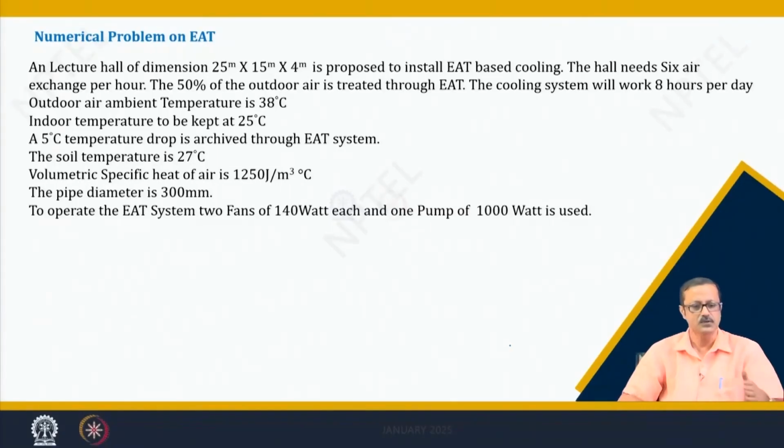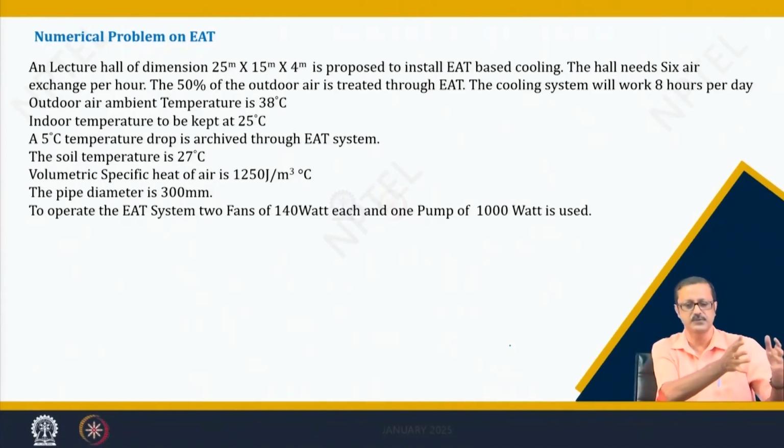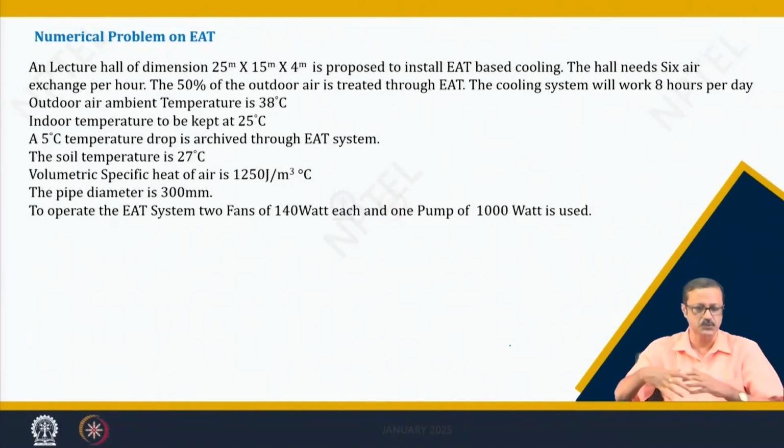The outdoor ambient temperature is 38 degrees, quite high, and the indoor temperature I want to retain is 25 degrees centigrade. I have estimated that a 5 degree centigrade temperature drop will be achieved by the EAT. So a 5 degree drop means the 50% of the 38 degree air, when it passes through, I am expecting 38 minus 5, that is 33 degrees, to be the temperature of the EAT air. The soil temperature is 27 degrees, and the specific heat, volume and pipe diameter, everything is given.